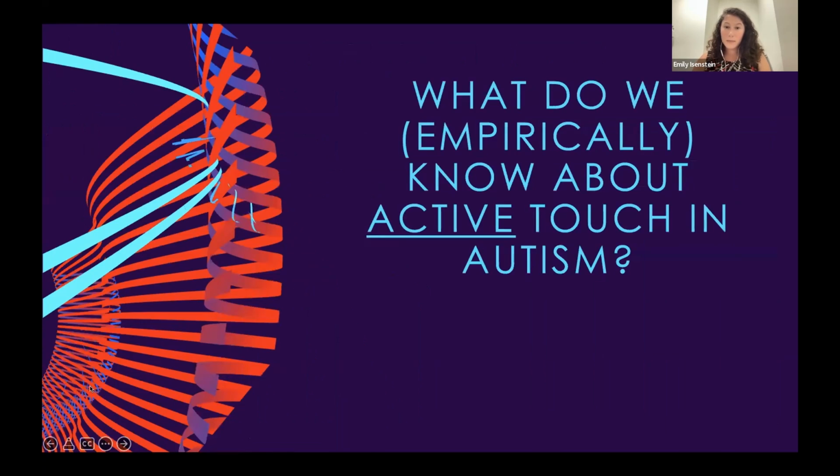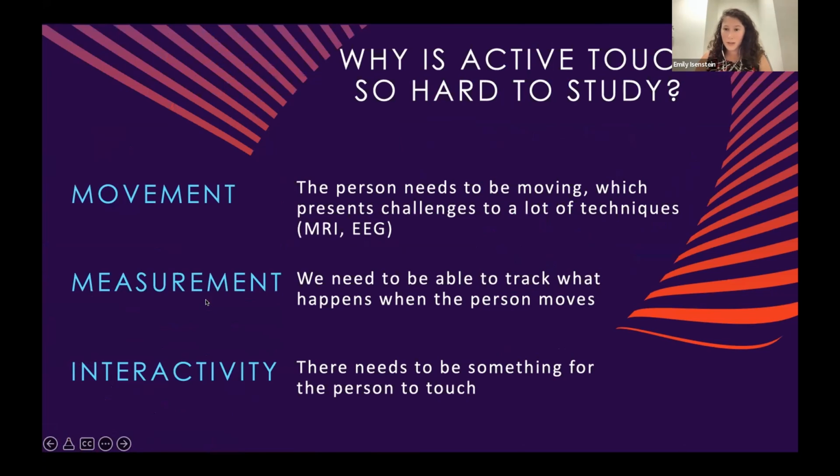So then what do we empirically know about active touch in autism? The answer is very little. And that's because active touch is really very challenging to study. Why is that? There are a couple of different things that play into that. One of them is that active touch involves movement. You have to move out and be touching something for this to truly be active touch.